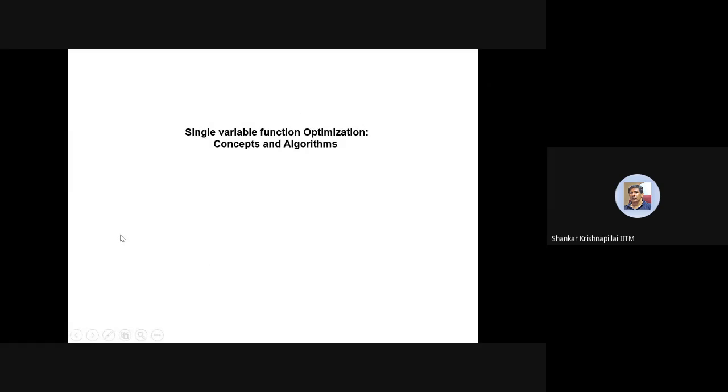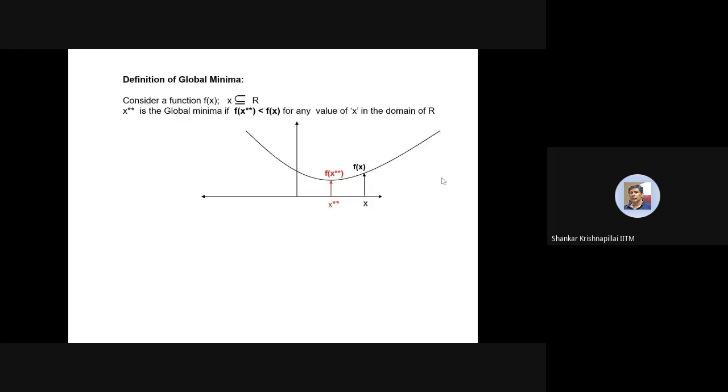Okay, so basically in this lecture we are going to see some algorithms of finding the minima or maxima of single variable problems. Okay, so x only is the variable. So how to find this minimum or maximum? That is the goal. But first we look at some other concepts also.